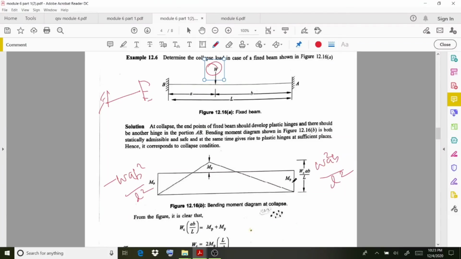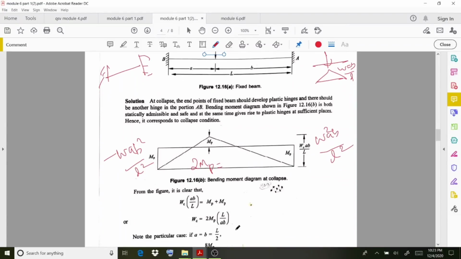So you can represent that value as MP, the plastic moment. And what about this value? Then you have to consider this point load is acting on the free moment diagram, that is W a b by L. That is represented in this way, Wc a b by L actually. Then up to this is MP, and here it is MP. So total it is going to be 2 MP, which is going to be equal to this Wc a b by L.